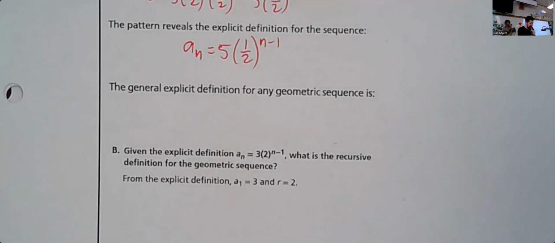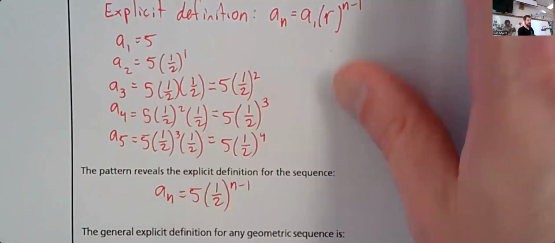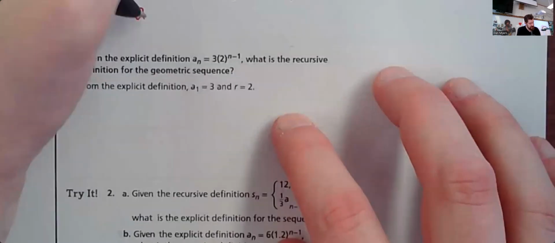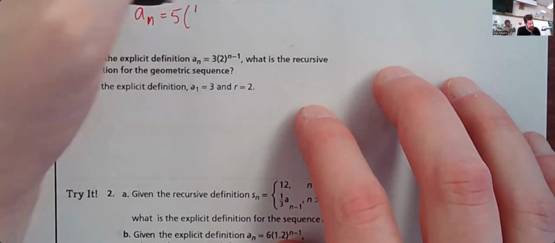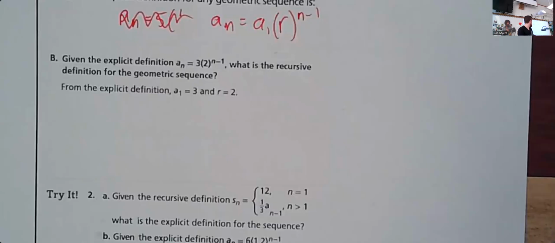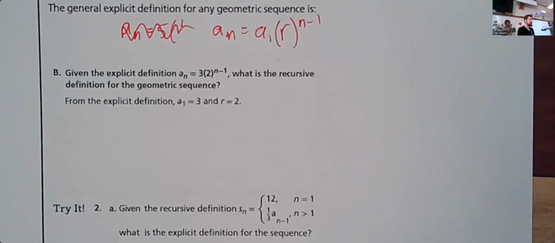And once again, the general explicit definition for any geometric sequence is what we wrote up here. It's that same thing. Any term is equal to the first term, a sub 1, times the common ratio to the n minus 1. So it's just the same thing we wrote at the top. And so again, this is just plug and play, right?